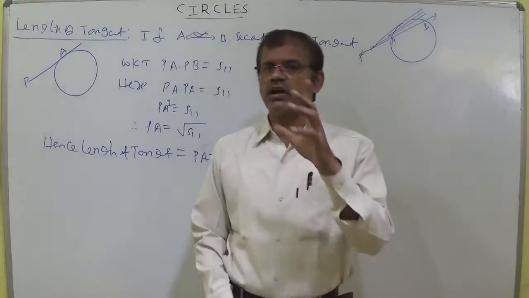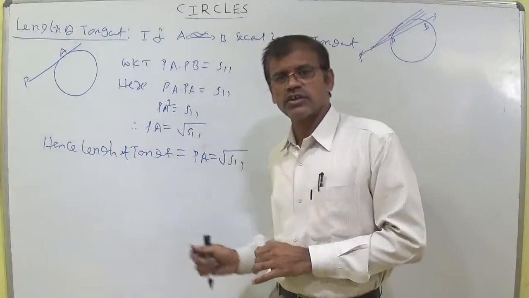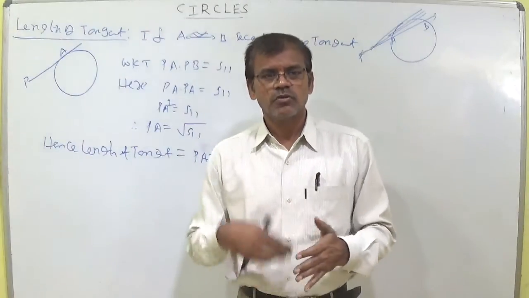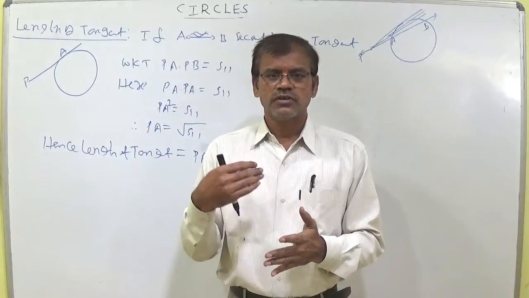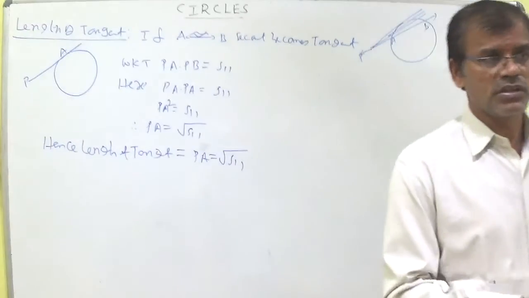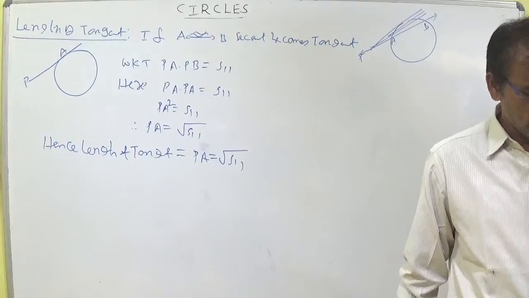You pronounce it three or four times, students: the formula length of tangent PA equal to root S11. You pronounce it, you write, you should know the formula properly. Very important, 2 mark sums are there. Depends upon 2 mark sums, and locus sums also are there.